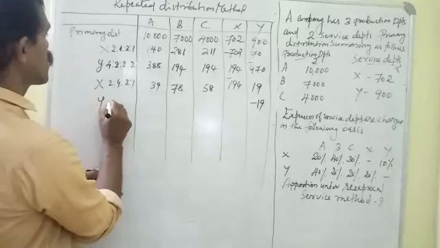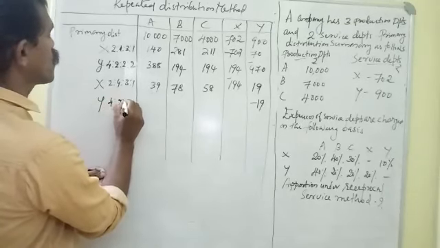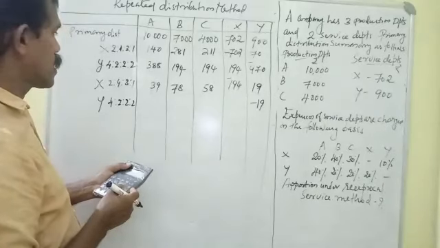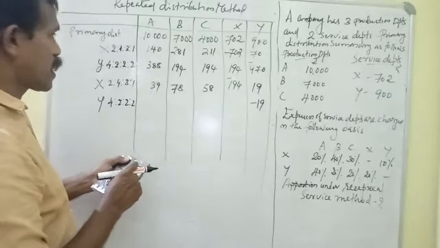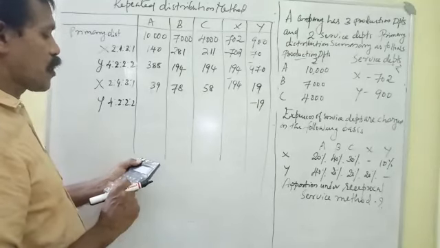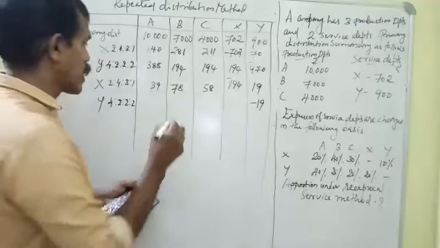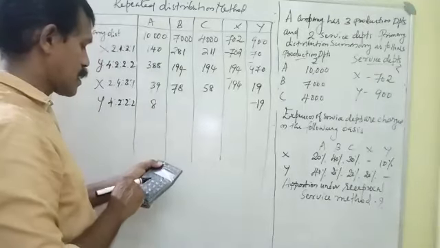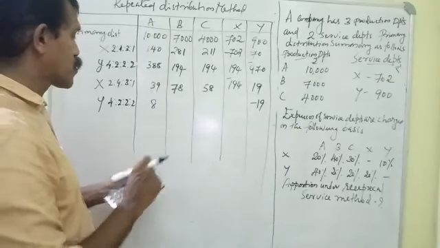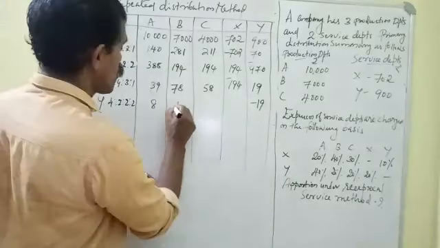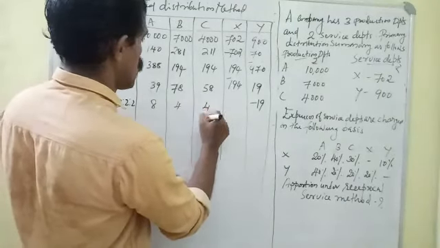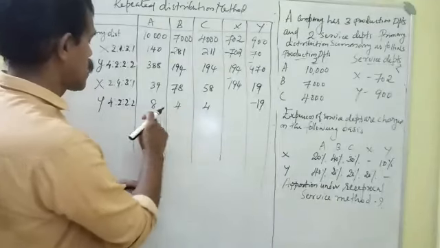Then Y is 19, we distribute it in the ratio of 4:2:2. Then 1.9 into 4 is equal to 7.6. I rounded it to 8. Then 1.9 into 2 comes to 3.8. I rounded it to 4. Again 4.